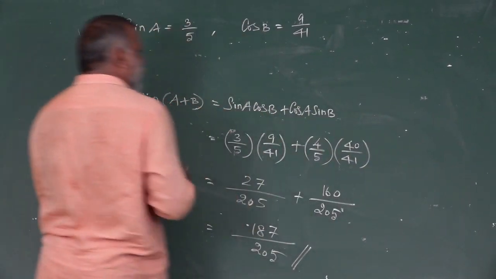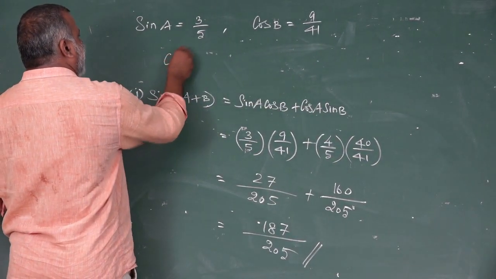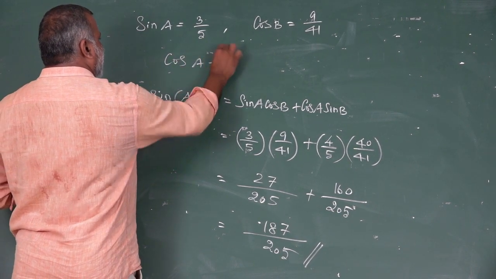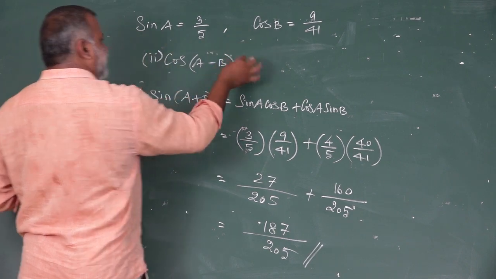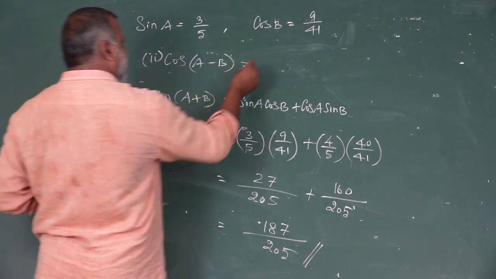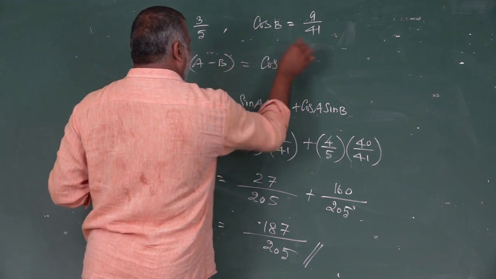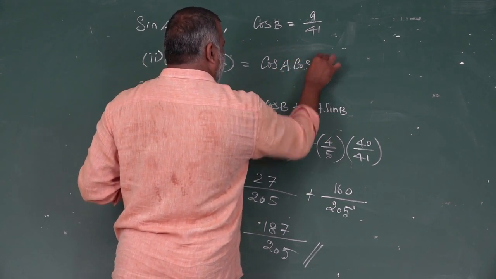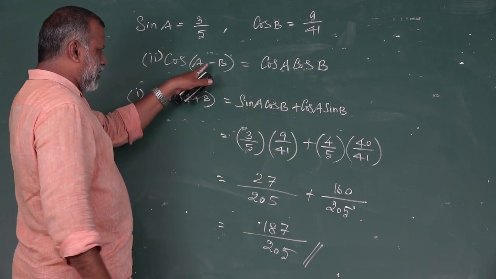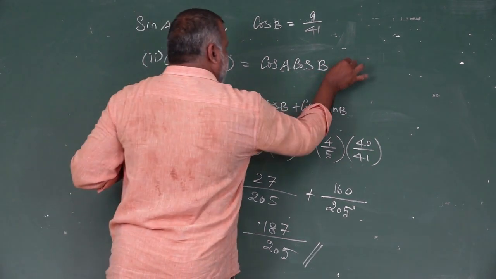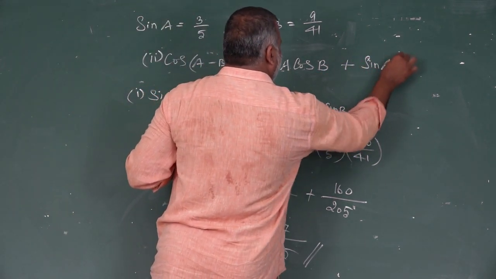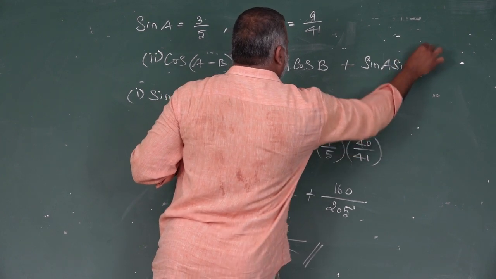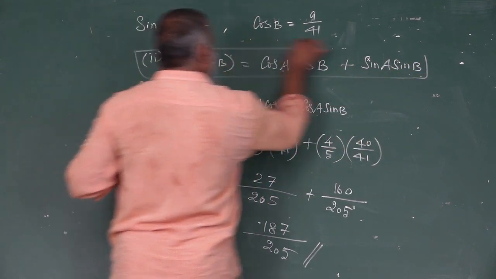Now you have to work out cos of A minus B. All the data we have already. What is the formula here? Cos A cos B. Here negative means in the resultant you can get positive. Sin A sin B.